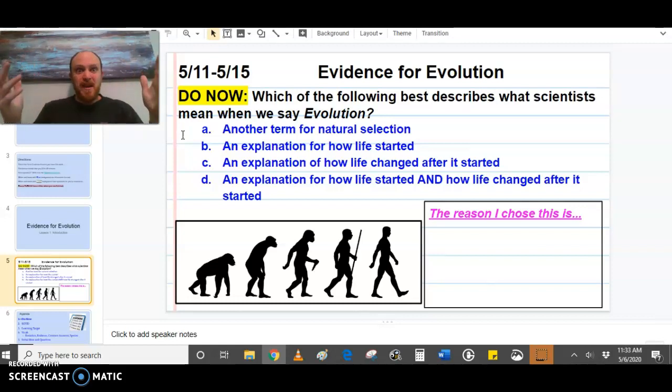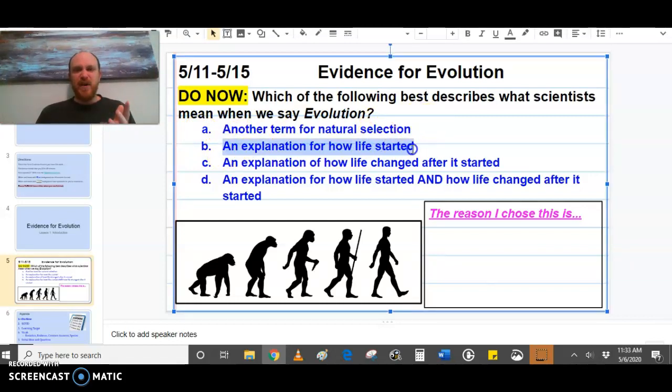What does that word mean? Is it another term for natural selection? Is it an explanation for how life started? An explanation of how life changed after it started? Or is it both? Is it how life started and then how it changed? Maybe you don't know. That's fine.